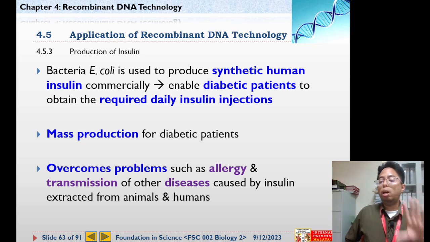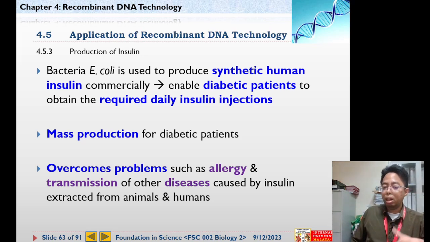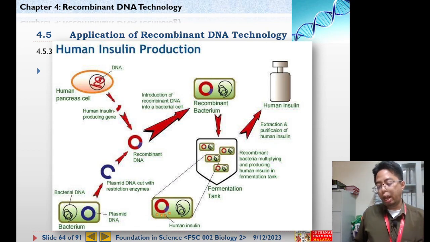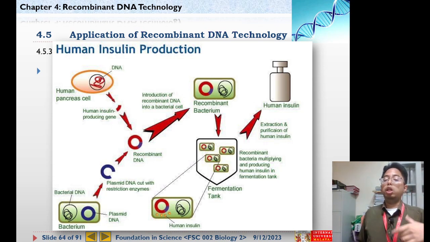So instead, now we have insulin created by a bacterium called E. coli. E. coli does not naturally create insulin. Humans create insulin. Mammals create insulin. So how did we do it? For example, if you are diabetic, you need insulin, and the insulin will be in a small bottle that you can inject. But who created it? It is the bacteria that creates it, but with the help of a human gene.